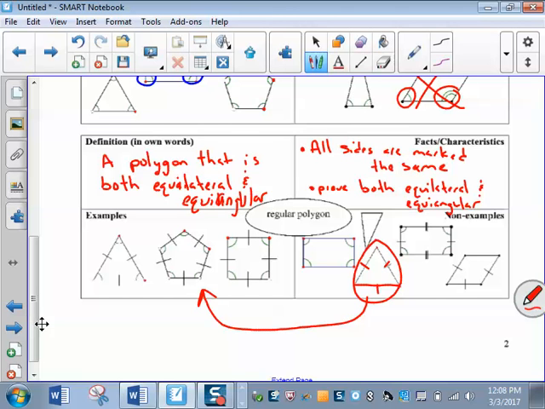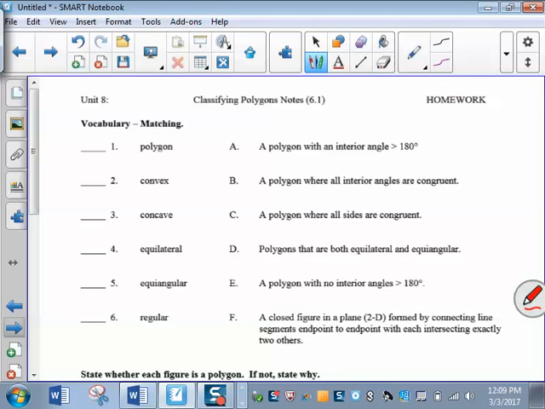Okay, so that's the notes we have. You need to be able to classify, tell whether or not the shape is a polygon or not. Then you need to classify it into one of two categories, either convex or concave. You also need to be able to then look at it and evaluate, is the polygon equilateral? Is it equiangular? Is it both? Is it regular? And then the last, if it's not any of those three, then it would just be a polygon, just a plain polygon.